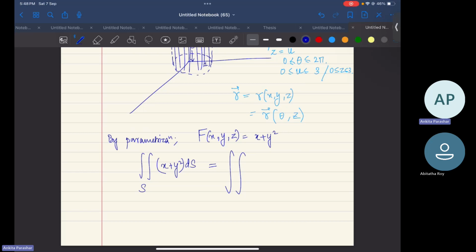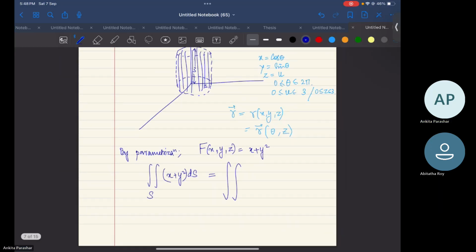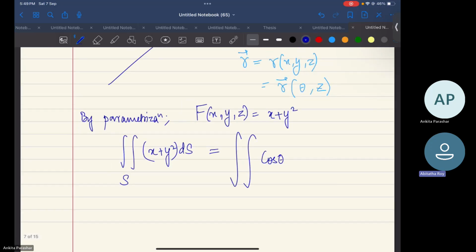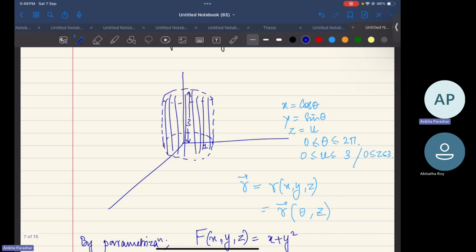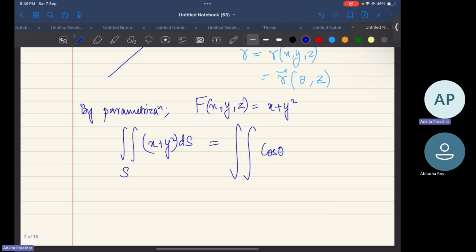Since I'm parameterizing, the points will also be parameterized. So how would f of r of theta, z look like? It will be r cos theta plus r square sine square theta. And what is r over here? R is 1. So we don't have to care about r. It is just cos theta plus sine square theta. This is our f.